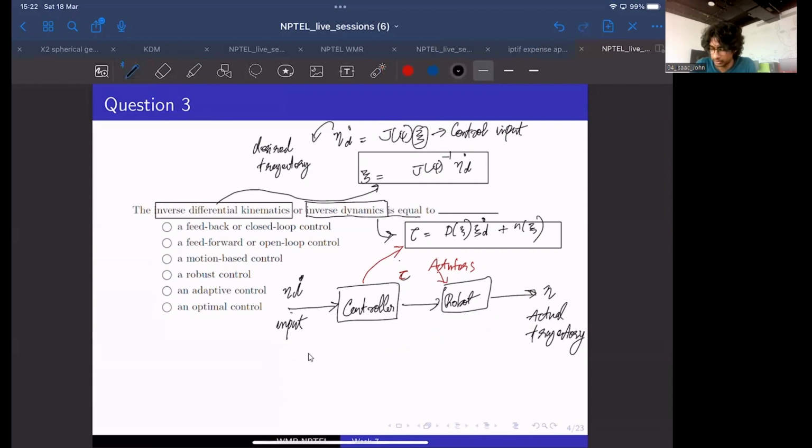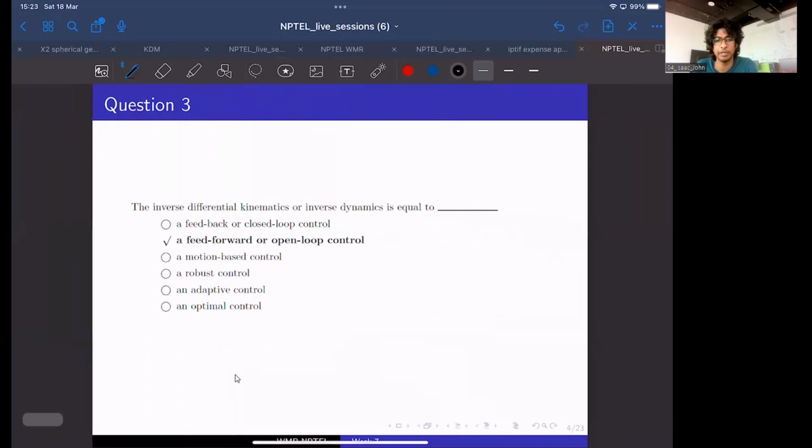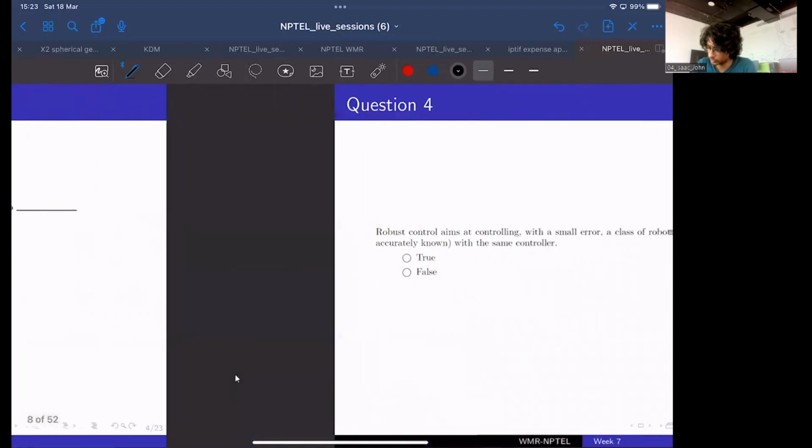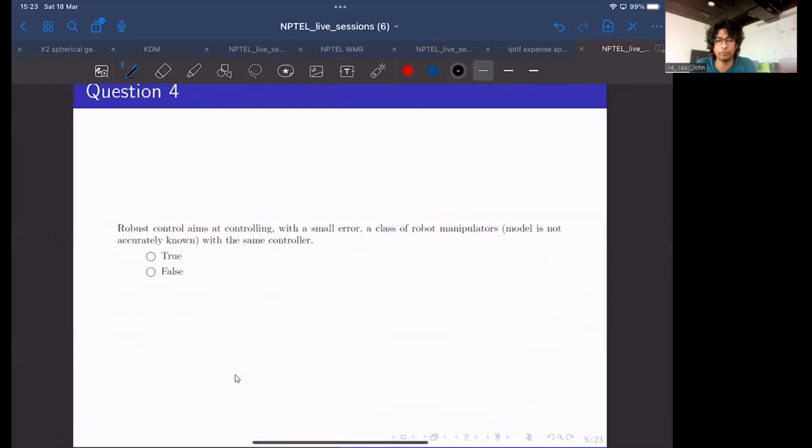So in that regard, the correct answer is a feed forward or an open loop control, because it's definitely not a feedback law, or a closed loop law. It's not a motion based control. It's not a robust control. It's not an adaptive control. It's also not an optimal control. So I hope we don't have any further questions on that. The answer is indeed a feed forward or open loop control. So, moving on to question 4.